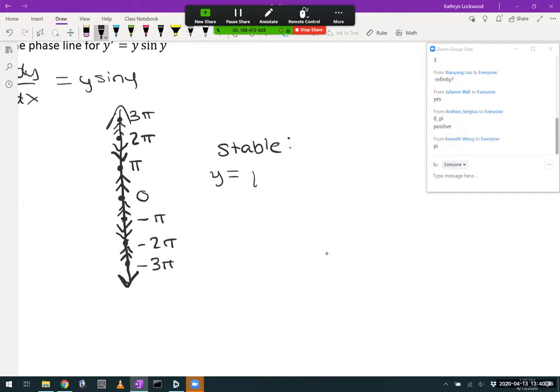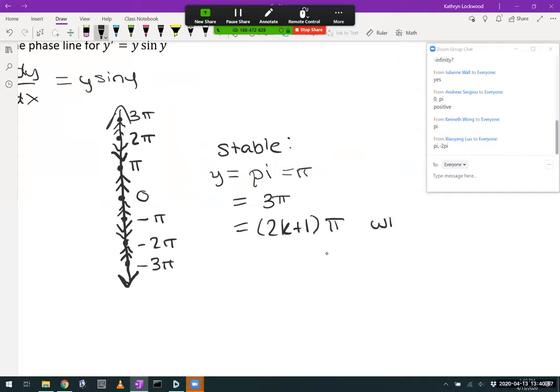Pi, good. Yes, at pi, the arrows are all pointing in. Or at 3 pi. Or at 5 pi. At 2k plus 1 times pi, where k greater than 0 is an integer. All the positive odd multiples.